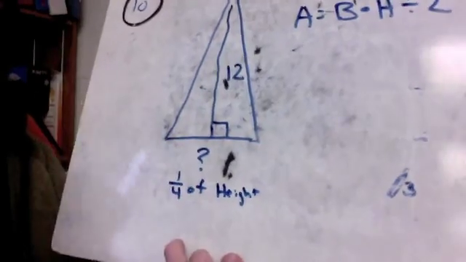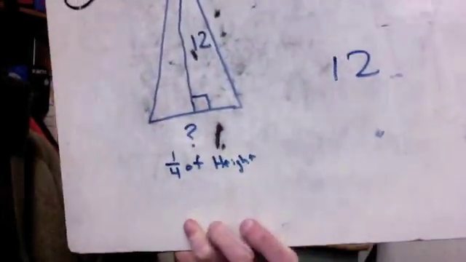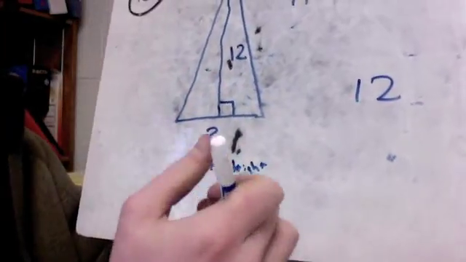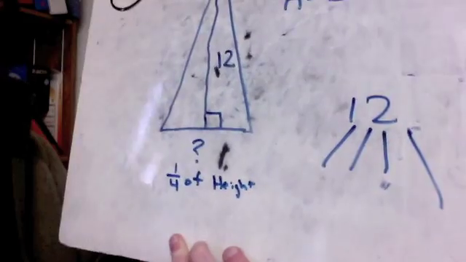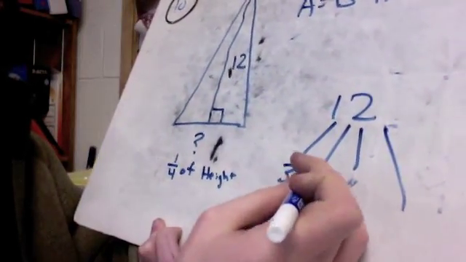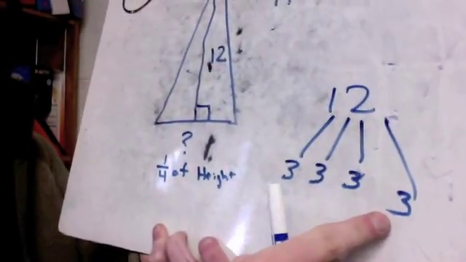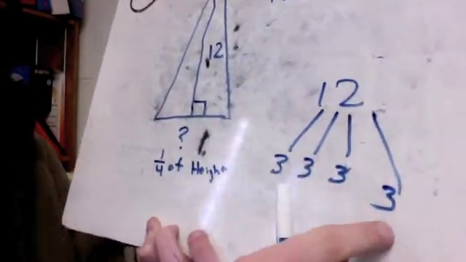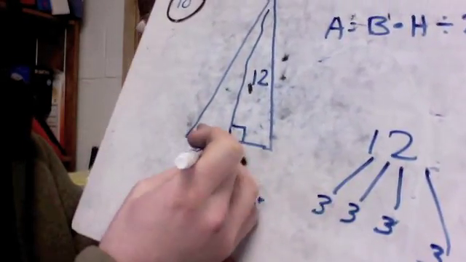Basically, all we're going to need to do is take the 12 and find a quarter of it, which is easy to do. There's 4 quarters in a dollar, so we just need to split this into 4 pieces. Or basically just 12 divided by 4. So that would be 3, 3, 3, and 3. Every quarter is worth 3 because we have 3, 6, 9, 12. So the base of this thing is going to be 3.